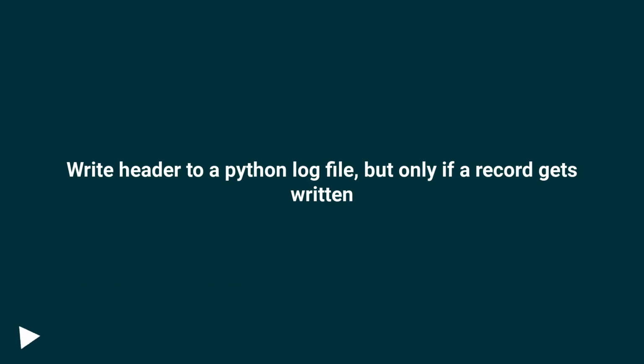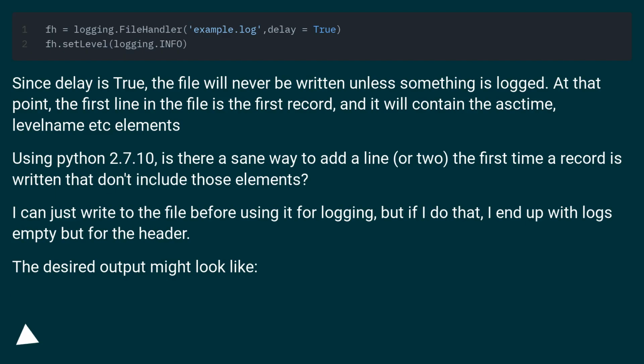Write a header to a Python log file, but only if a record gets written. Since delay is true, the file will never be written unless something is logged. At that point, the first line in the file is the first record, and it will contain the time, level name, etc. elements. Using Python 2.7 (July 2010), is there a sane way to add a line or two, the first time a record is written, that don't include those elements?